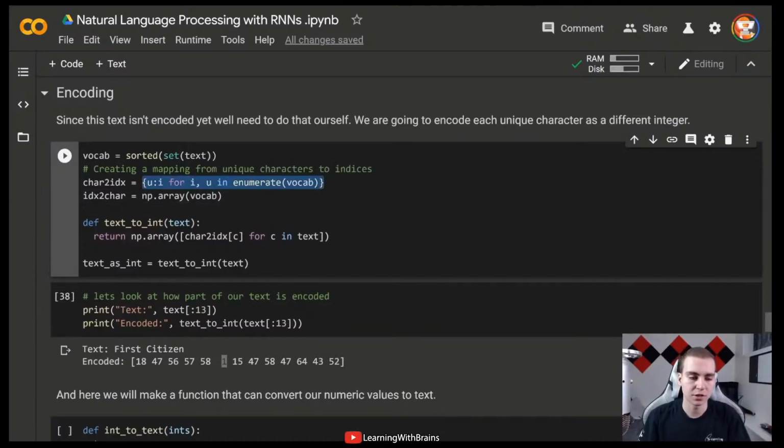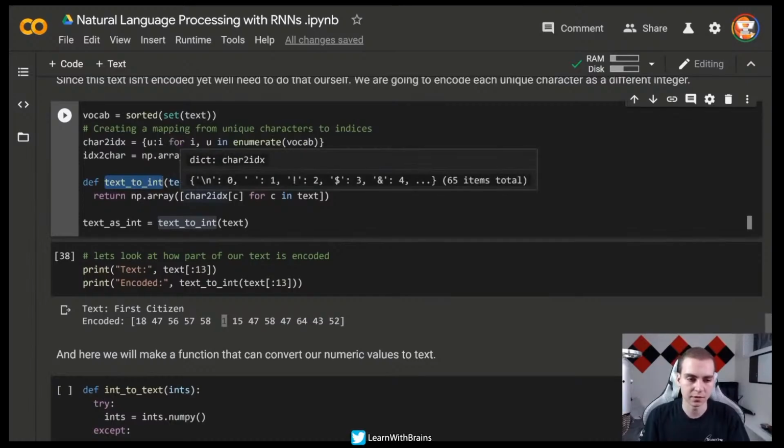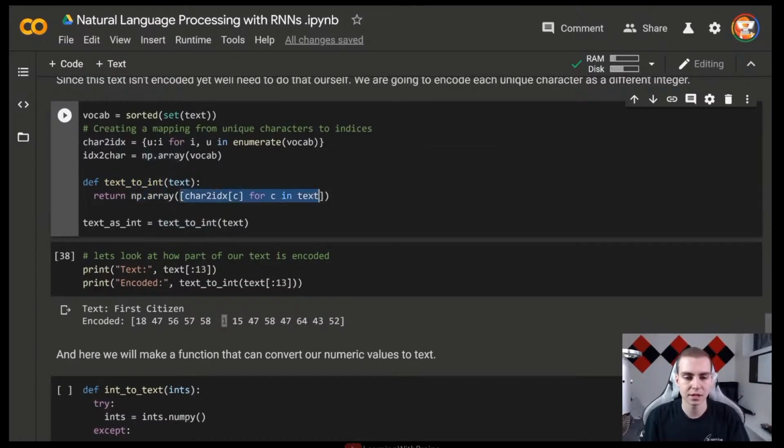Next, I've just written a function that takes some text and converts it to its int representation, just to make it a little bit easier for us later on in the tutorial. So we're just going to say np.array of, in this case, a conversion of every single character in our text into its integer representation by referencing that character and putting it in a list here, and then obviously converting that to a numpy array.